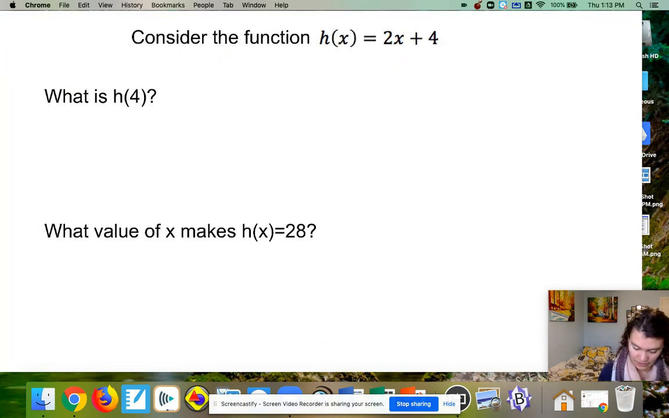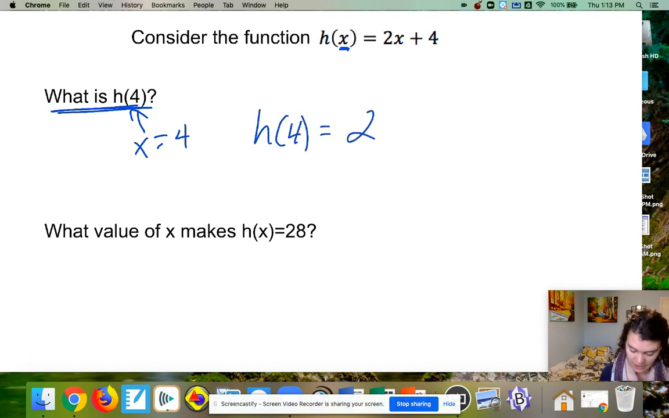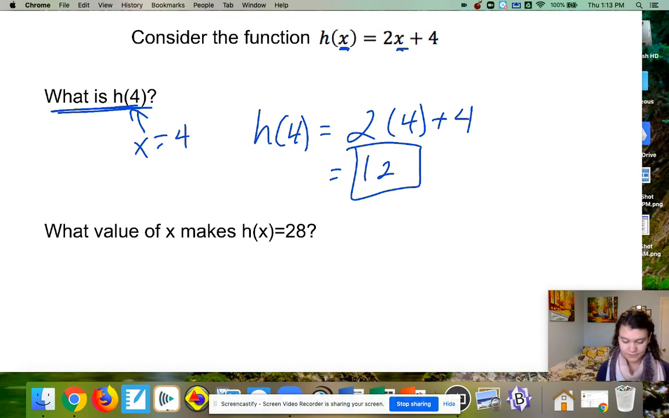Okay, so here we have a function, h of x equals 2x plus 4. We want to figure out, what is h of 4? So this is telling us that x equals 4. Inside the parentheses, it's telling you what your x value is. So if we want to figure out h of 4, we just need to replace this x with 4 and then solve. You'll end up getting 12.